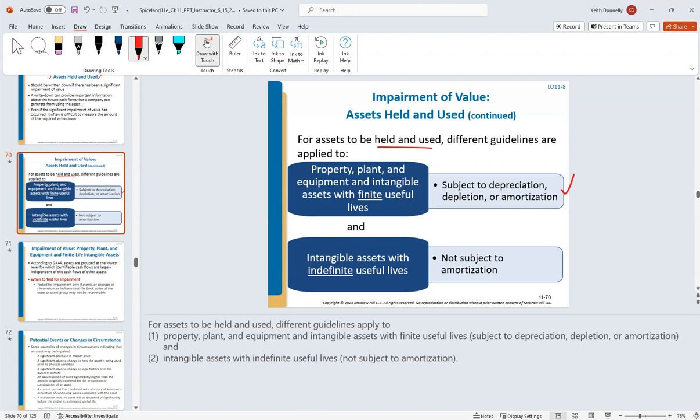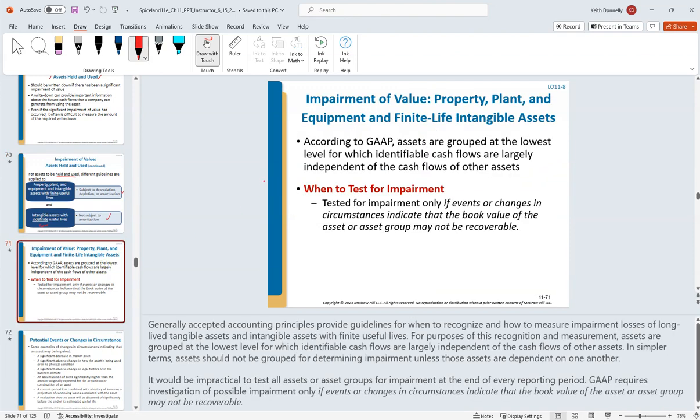Whereas in distinction, you have intangible assets with indefinite useful lives that are not subject to amortization. So that might be something like goodwill, right? So we're just creating the framework here for the different situations and setups where we test for impairment. One of the things here, it says, according to GAAP, assets are grouped at the lowest level for which identifiable cash flows are largely independent of the cash flows of other assets.